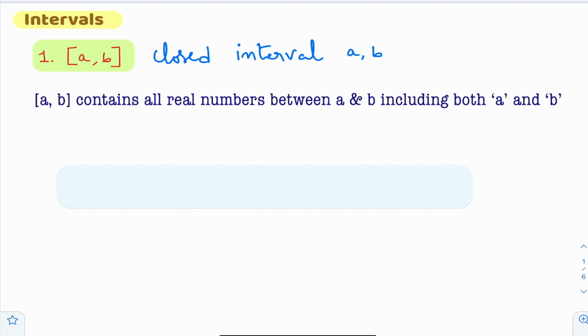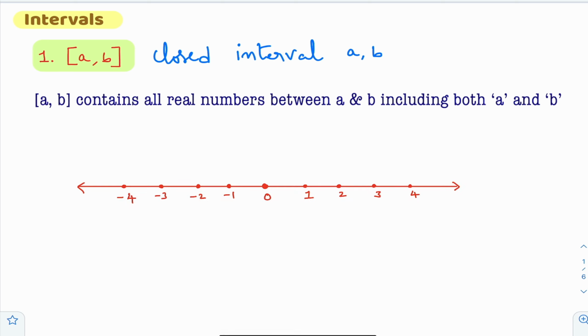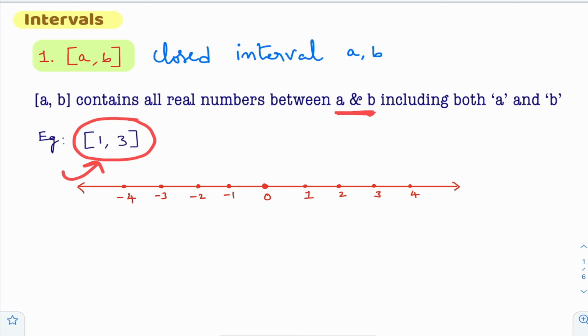I will try to explain this on the number line. We will take one example to understand this. I will take the example of the closed interval 1 comma 3. We read it as closed interval 1 comma 3. Closed interval 1 comma 3 means what? It contains all real numbers in between 1 and 3, including both 1 and 3.